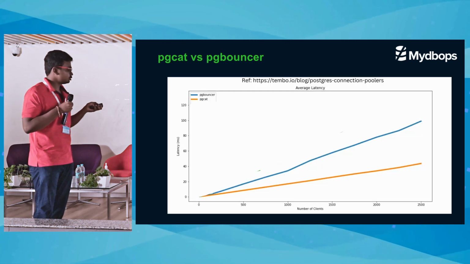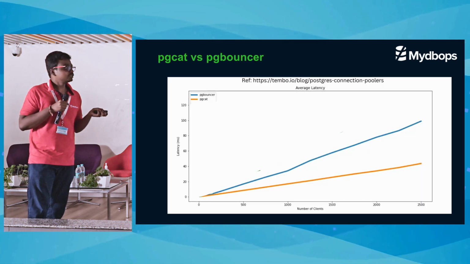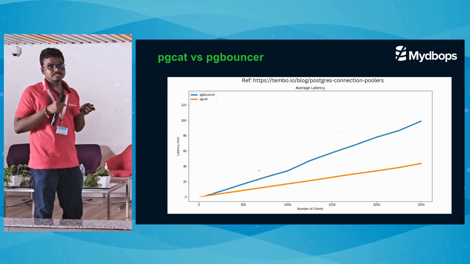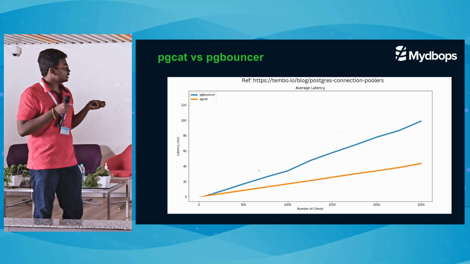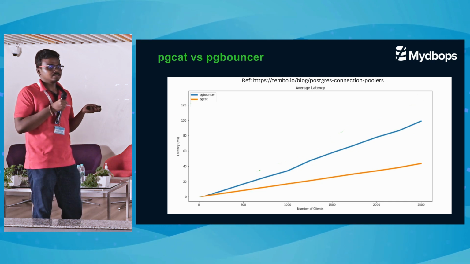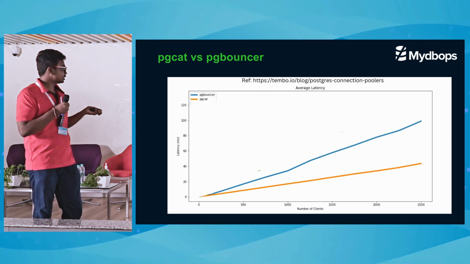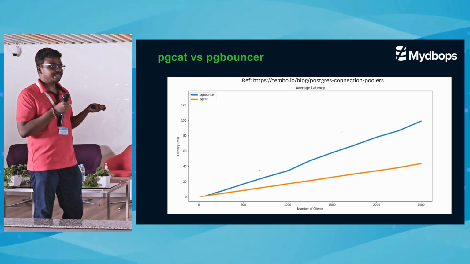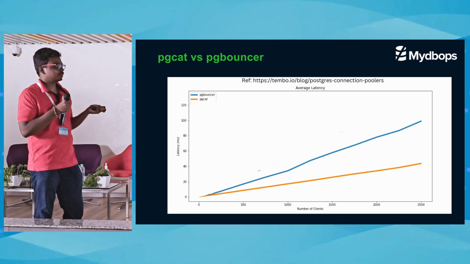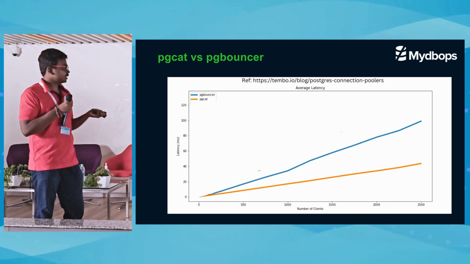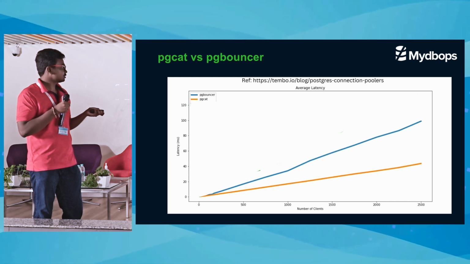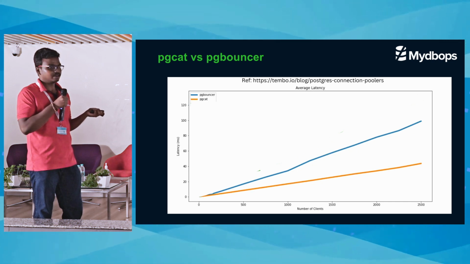So this is one of the benchmarks done by the team, comparing PgBouncer, which is a single process, and PgCat, which is a multi-process one. Here you can see the difference. PgBouncer, being a single process, has very high latency. When they are getting 2.5K connections, the latency is very high. But at the same time, PgCat's latency is very low. It's 40, only half of it.